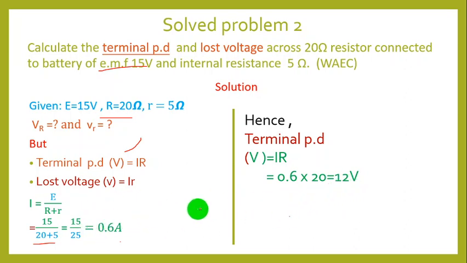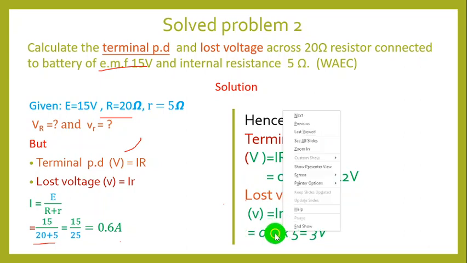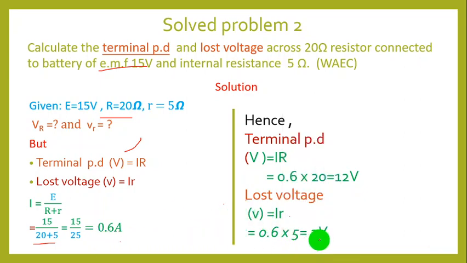And the next thing I'm having is to get the value of the lost voltage. How do I get the value of the lost voltage? Lost voltage is the same thing as V equals Ir. Then I can substitute the value of I, which is 0.6, multiplied by the internal resistance, which is 5 ohms. That will give us 0.6 multiplied by 5, the same thing as 3 volts. So these are the two parameters we are required to calculate in this question.